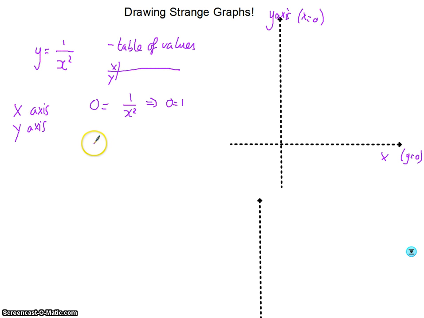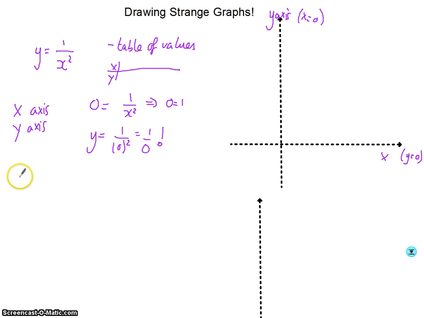Well, that's when x equals 0. So if we substitute x equals 0, we get y equals 1 over 0 squared, which is 1 over 0, and again, problem. You can't divide by 0. If you put it in your calculator, you'll get a math error. This is impossible. You can't divide something by nothing. It makes no sense. So we're going to have to take a slightly different approach.